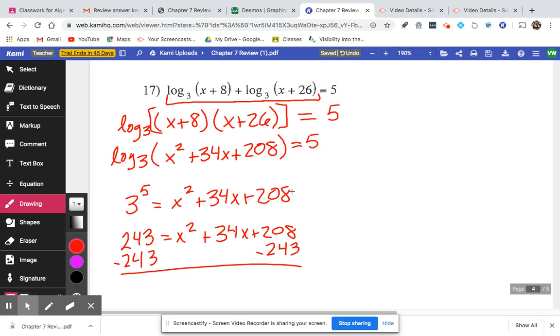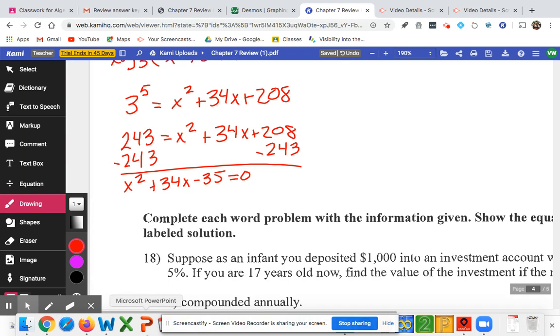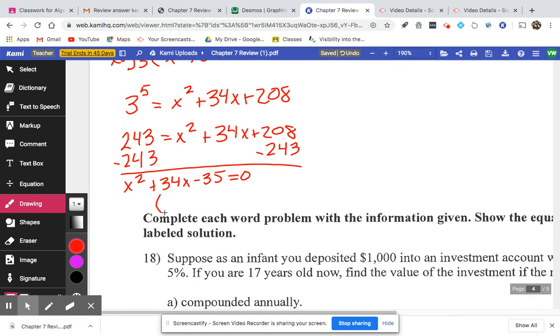And let's scroll down, because I am running out of room a little bit. We have x squared plus 34x, 208 minus 243 is minus 35. And now we need to factor this. You can use the diamond method, or guess and check. I can use guess and check here. It's (x + 35)(x - 1). So that means my 2 potential answers are x equals negative 35 and x equals 1.